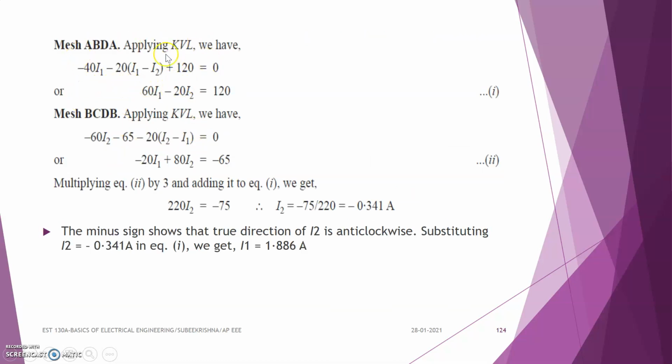On simplifying this equation, we get 60 I1 minus 20 I2 equal to 120. Mark it as equation number 1. In a similar way, we can write the mesh equation for the second mesh BCDB by applying the KVL. We get minus 60 I2 minus 65 minus 20 into I2 minus I1 is equal to 0.